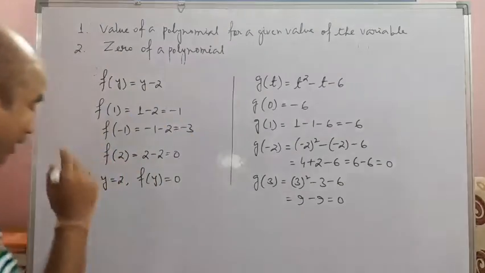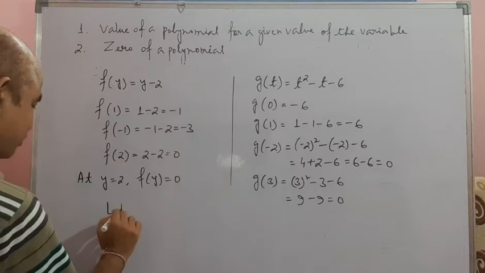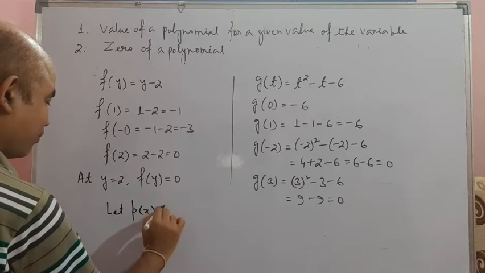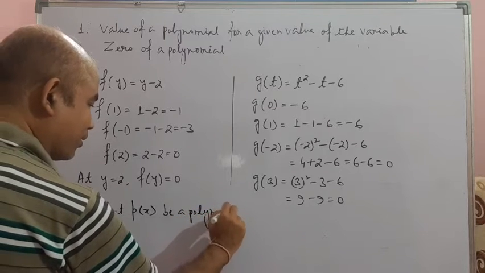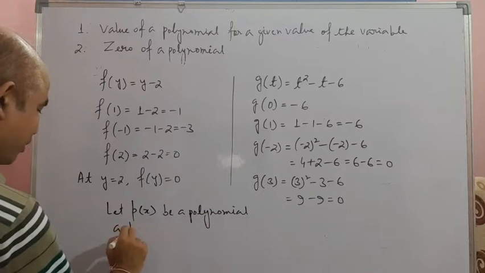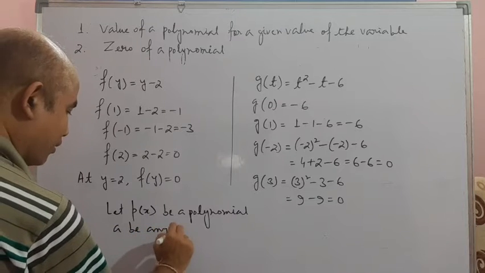That means what I want to say is, suppose p(x) be a polynomial, and small a be any real number.